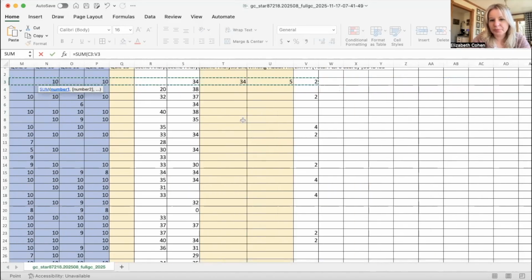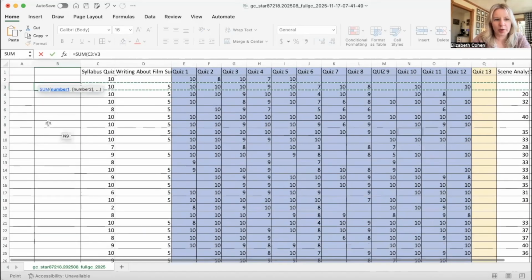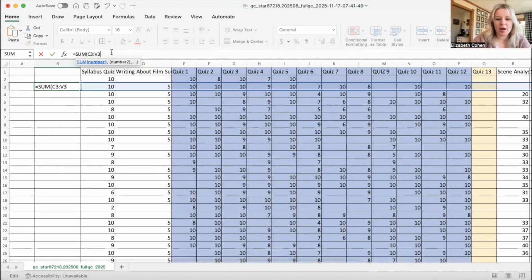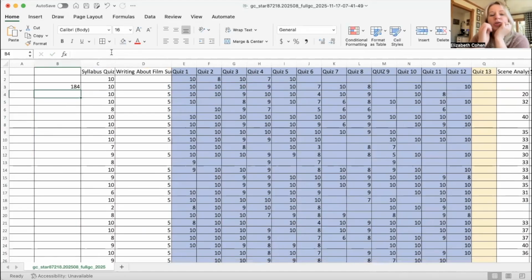You see? So these are all of the points that this person made in the semester. And then I close the parentheses. So this person has a total of 184 points in the class right now. Again, that's assuming that they get the points they think they're going to get on their last analysis. So that's not so bad.